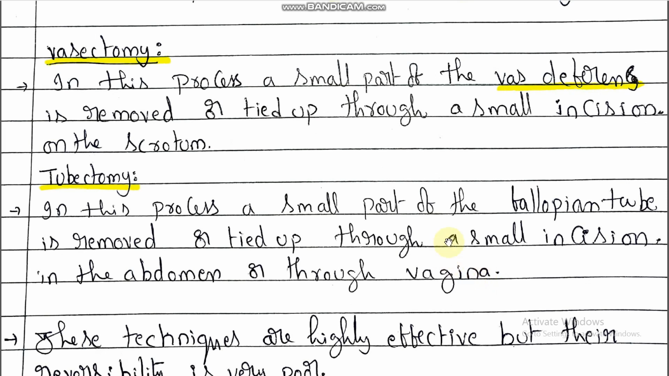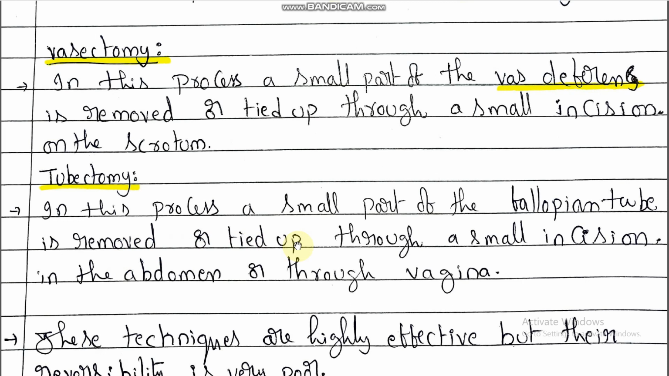So here what happens? A small part of the fallopian tube is removed or tied up. The fallopian tube part is going to be cut or tied up, through a small incision through the abdomen or through the vagina. Through the abdomen the incision takes place, or through the vagina, and a small part of the fallopian tube is removed or tied up.